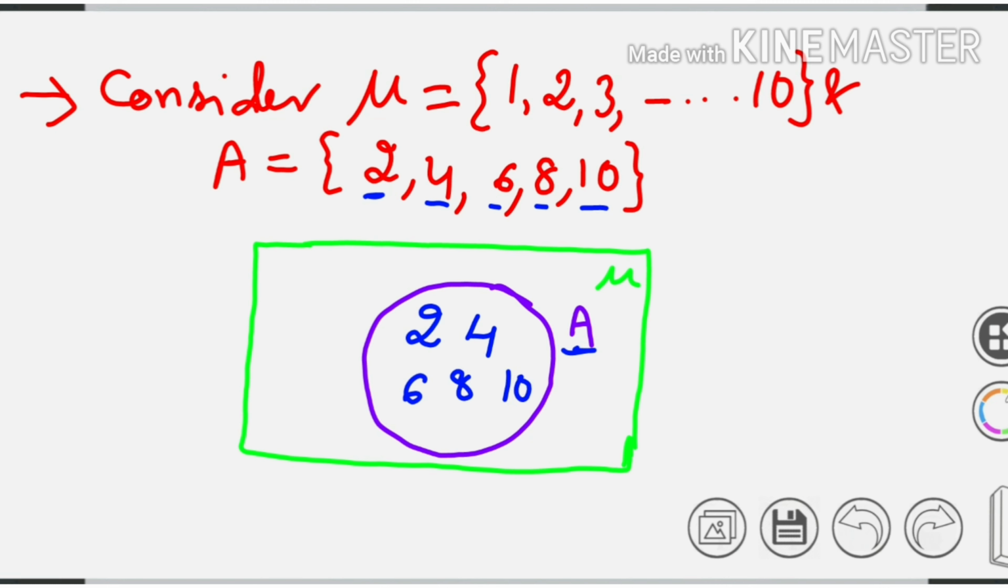After that we have to fill the remaining elements in nu. When filling the nu elements, we just observe whether they are already filled in A or not. First observe 1. There is no 1 in A, so we have to write 1 outside A, inside nu. That means here you have to write 1. 2 is there. 3 outside A, inside nu. 4 is there, and 5 outside A. 6 is already there. 7 no. 8 is there, 9 outside, and 10 is there. So like this we have to fill the Venn diagram.